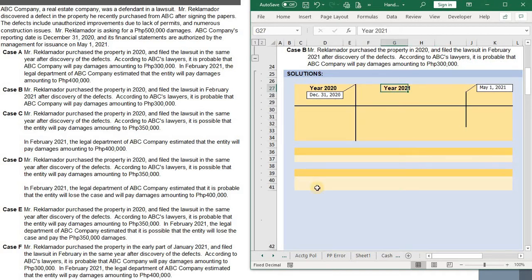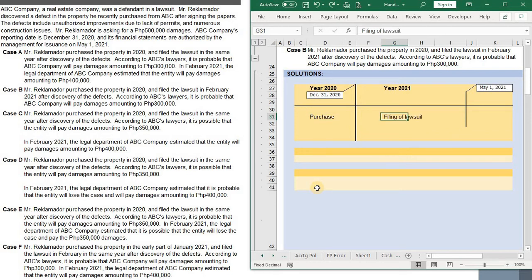So now let us proceed to letter B. So Mr. Reclamador purchased the property in 2020 and filed the lawsuit in February 2021 after the discovery of the defects. According to ABC's lawyers, it is probable that ABC company will pay damages amounting to 300,000 pesos. So again, the two dates are December 31, 2020 and May 1, 2021. So what is the event or the condition that is existing in 2020? So again, that is the purchase, which is made by Mr. Reclamador.